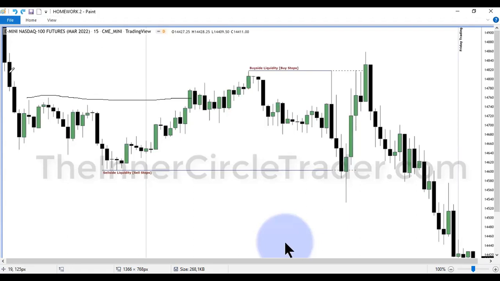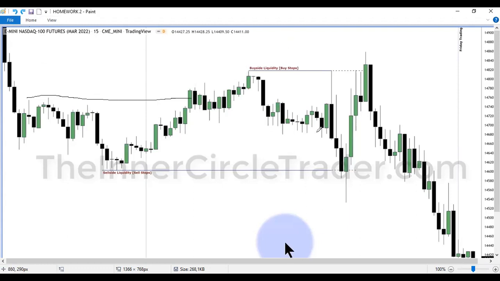First entry, because the market came back to fill in this imbalance. And then after the imbalance was filled, the market went to the downside. And then after going to the downside, what did the market do?